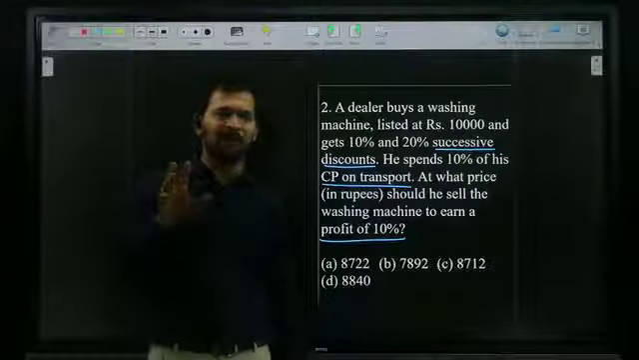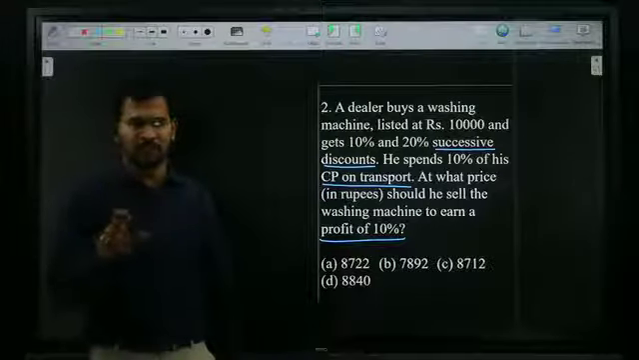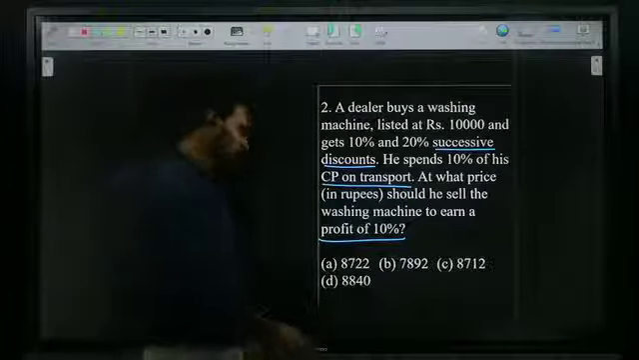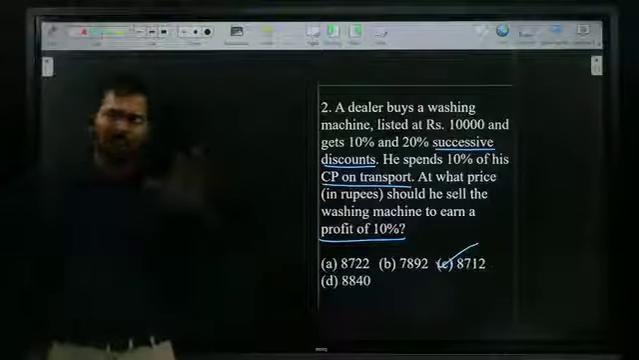He is getting 10% profit. 10% of 7,920 is 792. If you add 792 to 7,920, that is nothing but 8,712. So your option is C. Option C is the right answer.